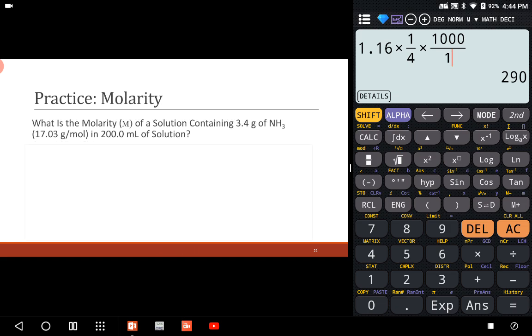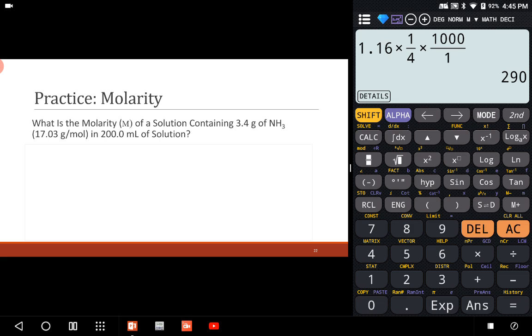Here's another practice problem for you. It reads, what is the molarity of a solution containing 3.4 grams of ammonia? And then it gives us grams per mole of ammonia being 17.03. And then it says in 200 milliliters of solution. Go ahead and pause the video and try to work out this problem on your own. Unpause the video when you are ready.